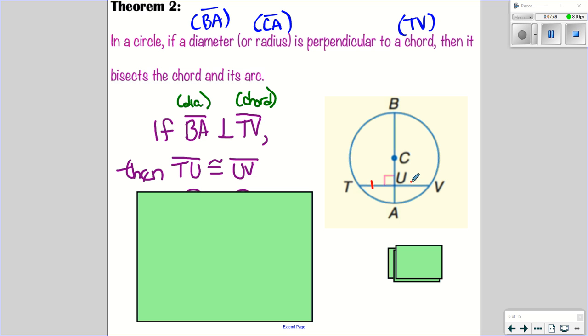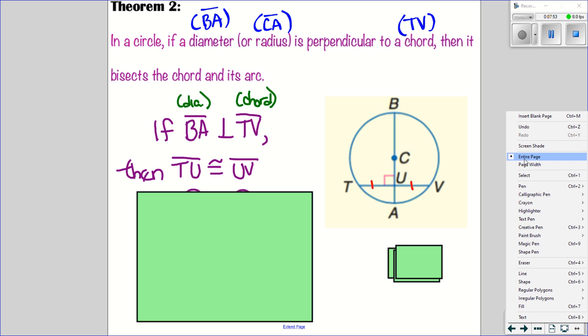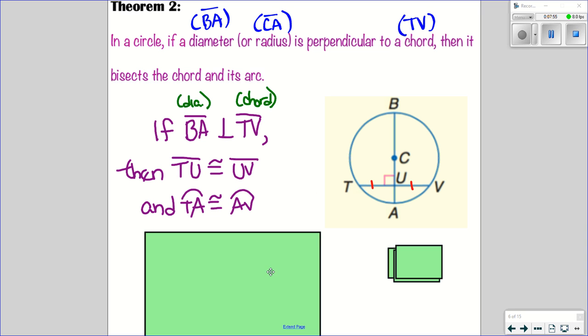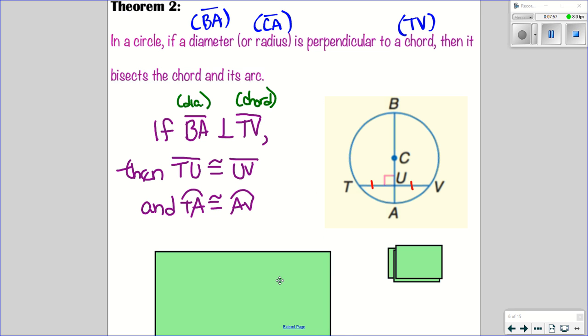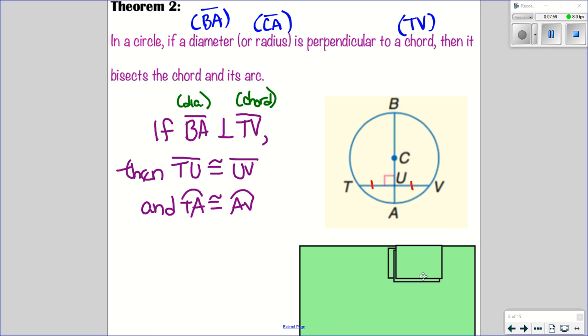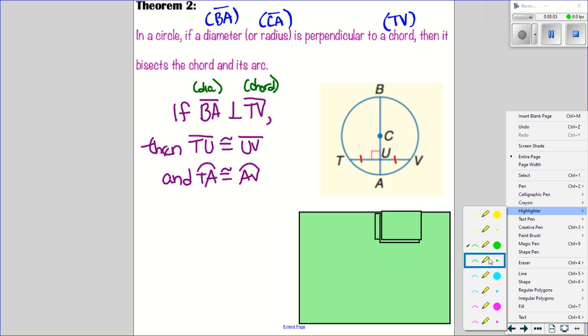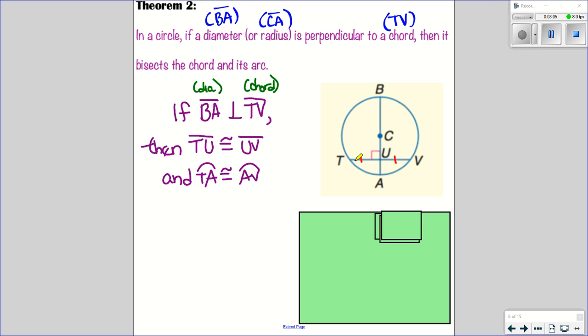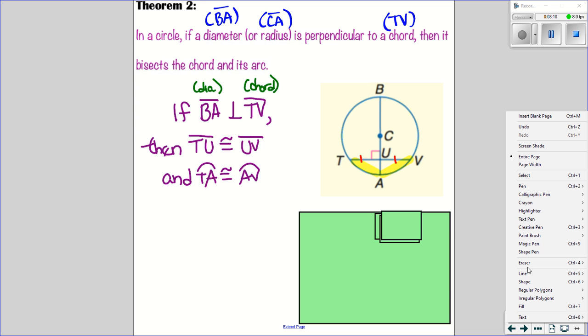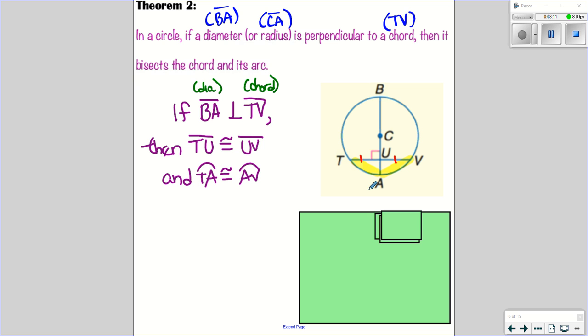So this will be congruent to this. And arc TA and arc AV are going to be congruent. And then I'm going to put that in the highlighter. So then this and this, and then mark it up with another color.